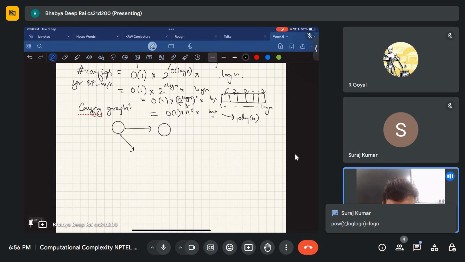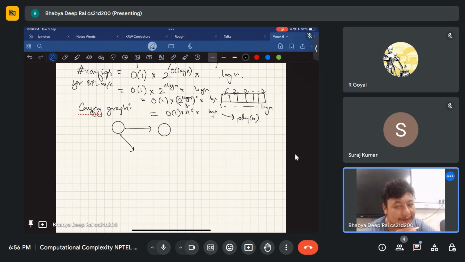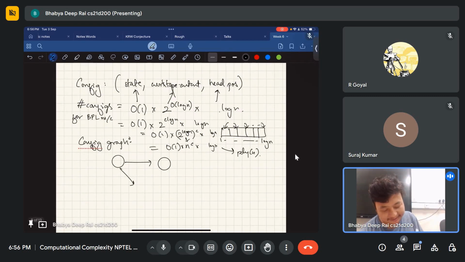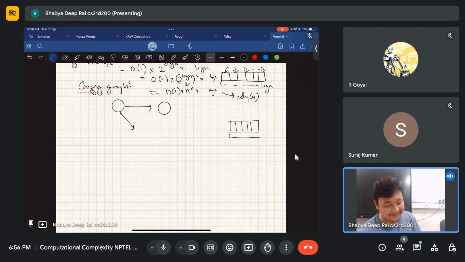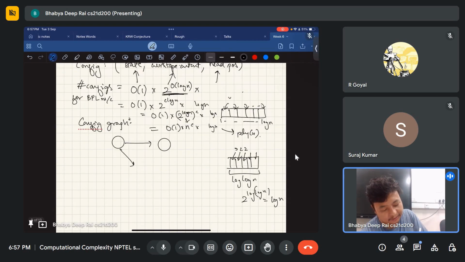Suraj, you're saying 2 to the log n. Why is the 2 there? That's right, sorry. Now you need to do the same thing here also. If you maintain a set of cells which contains the counter, how many possibilities are there for the count? Firstly, this cell should be log n in length, and there are two choices for each of these. So 2 to the log n. Correct.